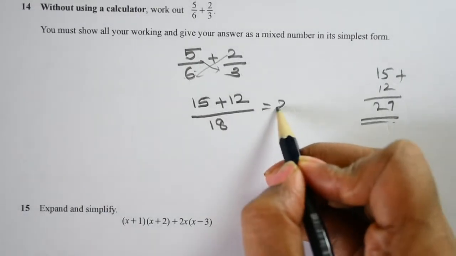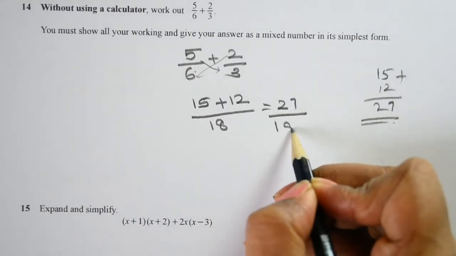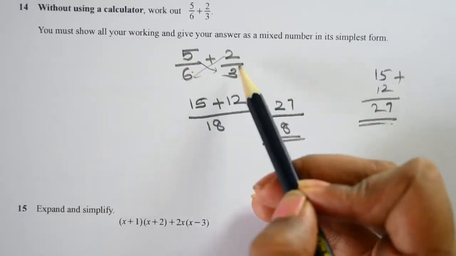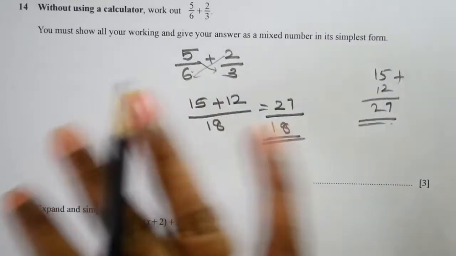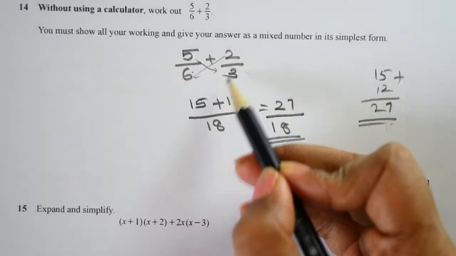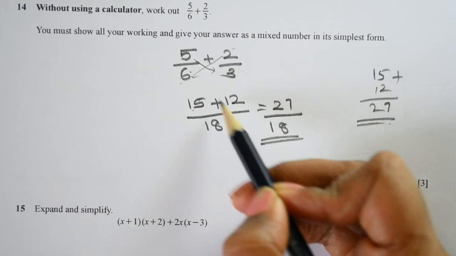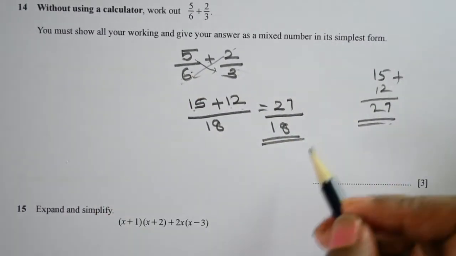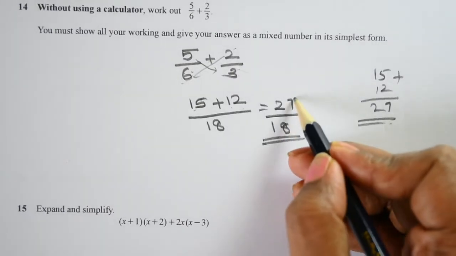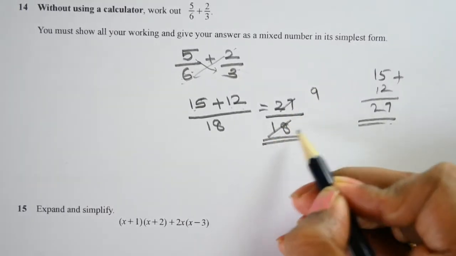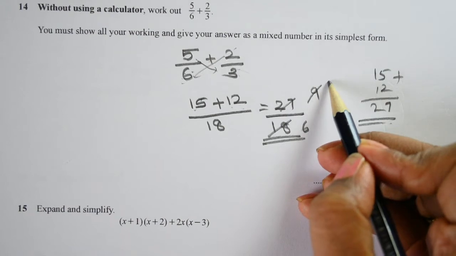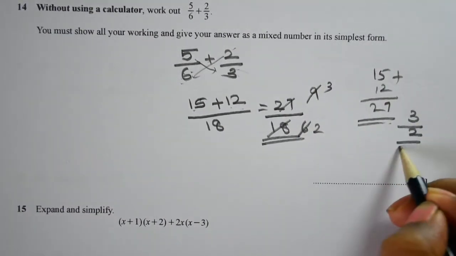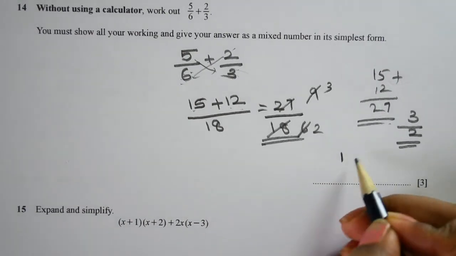So 27 divided by 18. Okay, then you have to simplify more. Just do cross multiplication. No need to make the denominator the same, it's complicated. So 5 3s are 15 plus 2 6s are 12 divided by 6 3s are 18. That's it. Okay, so 27 by 18 is a multiple of 3, right? 9 3s are 27, 6 3s are 18. Again, 3 3s are 9, 2 3s are 6. 3 by 2. If you want to write in mixed fraction, you can make it 1 and 1 by 2.